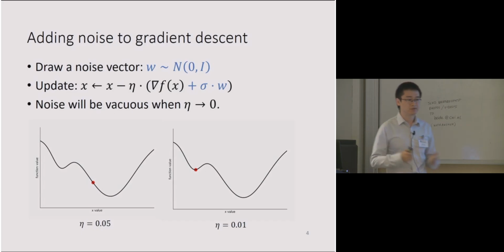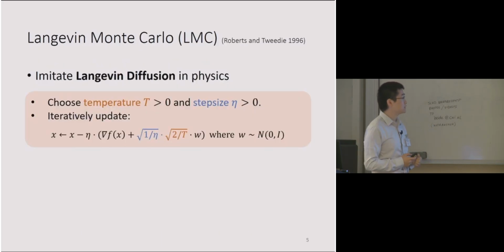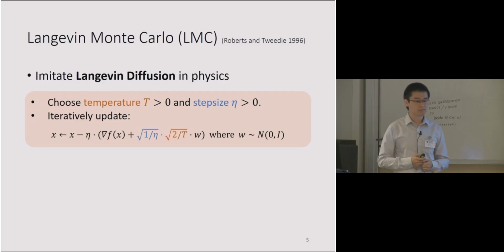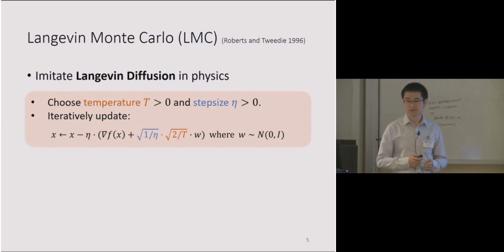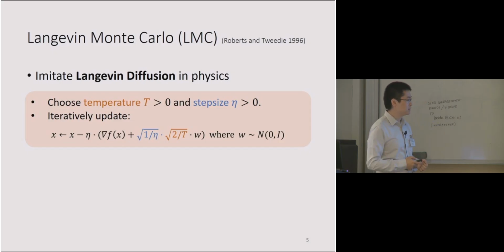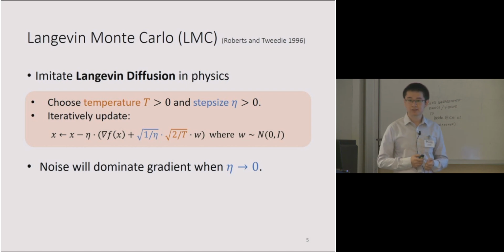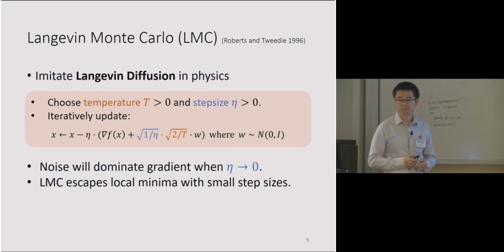On the other hand, if we use a large step size, then we may lose the stability of gradient descent. The algorithm can overshoot and fail to eventually descend to the global mean, even after escaping the local mean. So how can we preserve the stability of gradient descent and at the same time preserve the power for escaping local minima? One answer to this question is called the Langevin Monte Carlo algorithm. Compared to the previous algorithm, here we multiply a factor 1 over square root of eta to the noise. By this factor, if eta goes to 0, then the noise will dominate the gradient, which enables the algorithm to escape local mean even with very small step size.